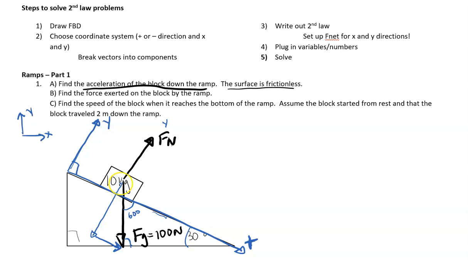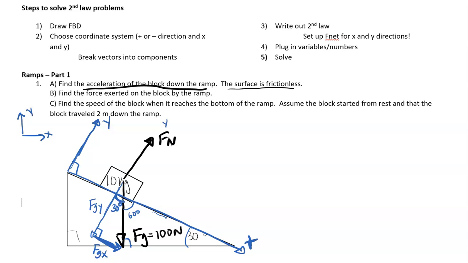So this right here is going to be Fgy, because it's your force of gravity in the y direction. This right here is going to be our Fgx, because it's our force of gravity in the x direction. So we know Fgy is going to be perpendicular to the x-plane, so we know that has to be 90 degrees. So this angle right here has to be 30 degrees. Cool.